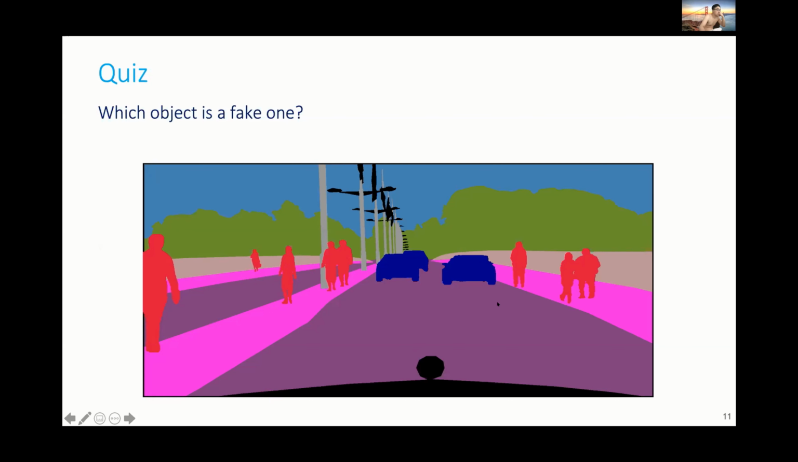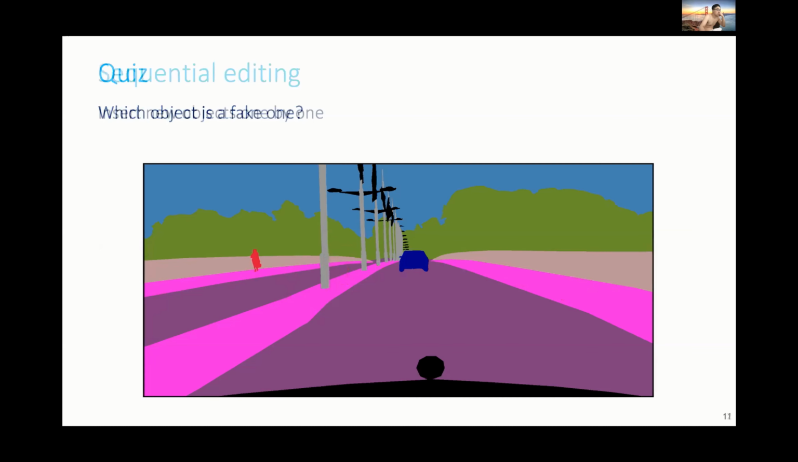But the real answer is that only two of them are real ones, and all the others are inserted into the scene. What we do is learn a conditional VAE on the scene, and then gradually add one object at a time. In this case, we are interested in humans and cars. So we can insert one human, and then conditioned on the new scene, we can generate another one, and another one, at different poses, right scales, and different shapes.